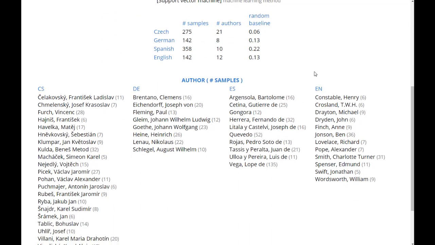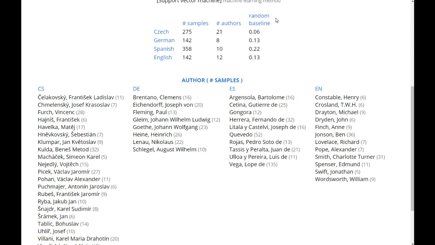This way, we've grabbed some 275 samples written by 21 authors, 142 samples from German corpus written by 8 authors, over 350 samples from Spanish corpus written by 10 different authors, and 140 samples written by 12 authors. These numbers say what is the value of random baseline for these samples.